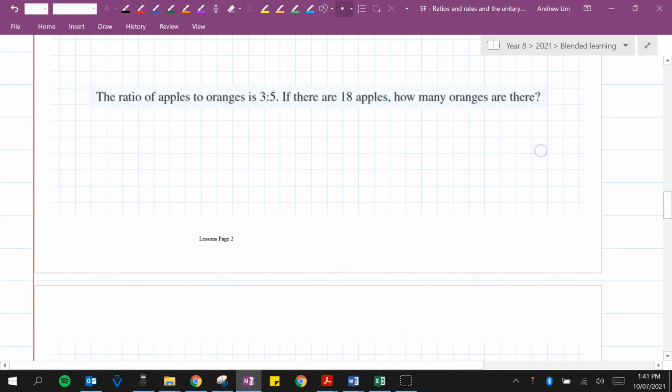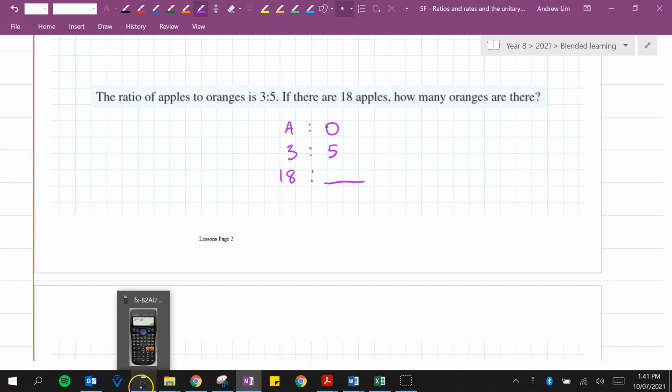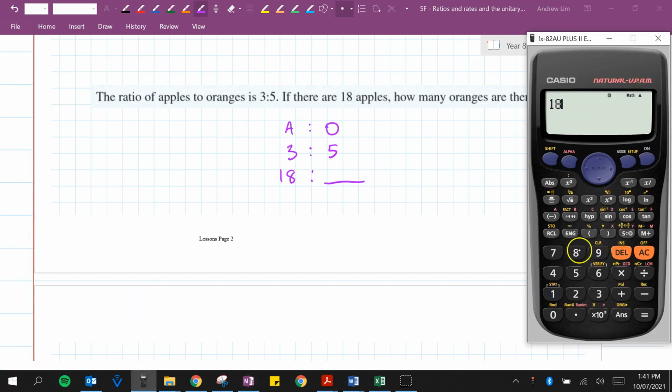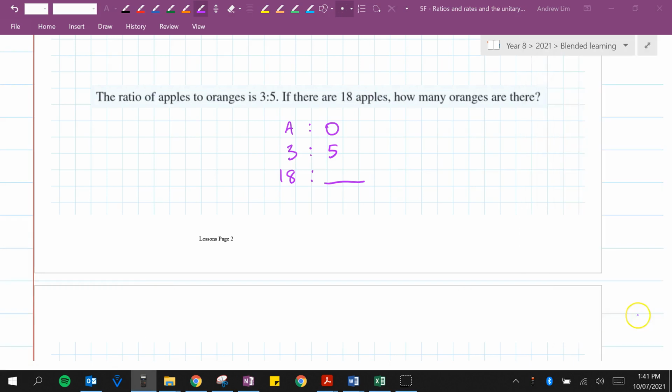Pause the video, have a go with this one. Okay, so we've got apples to oranges is 3 to 5. If there are 18 apples, I need to write the 18 underneath the 3 because that's where the apples are. How many oranges are there? Bottom number divided by top times by what's across, 30. 30 oranges.